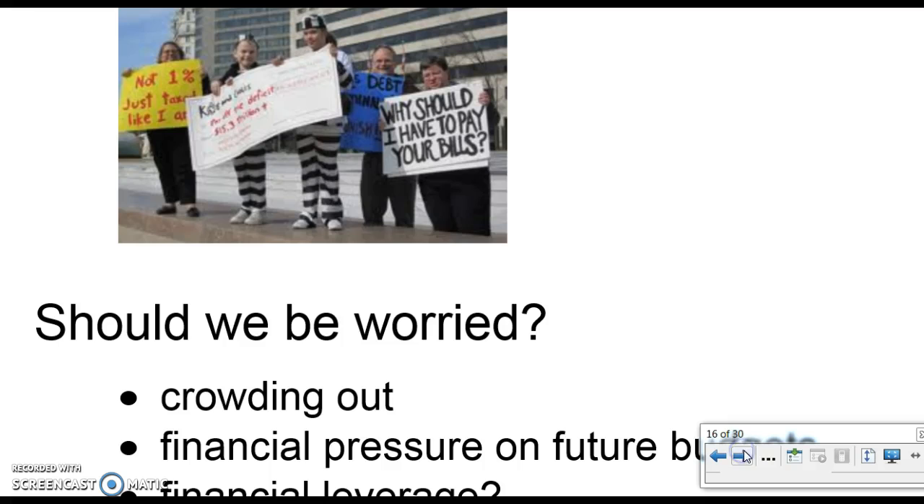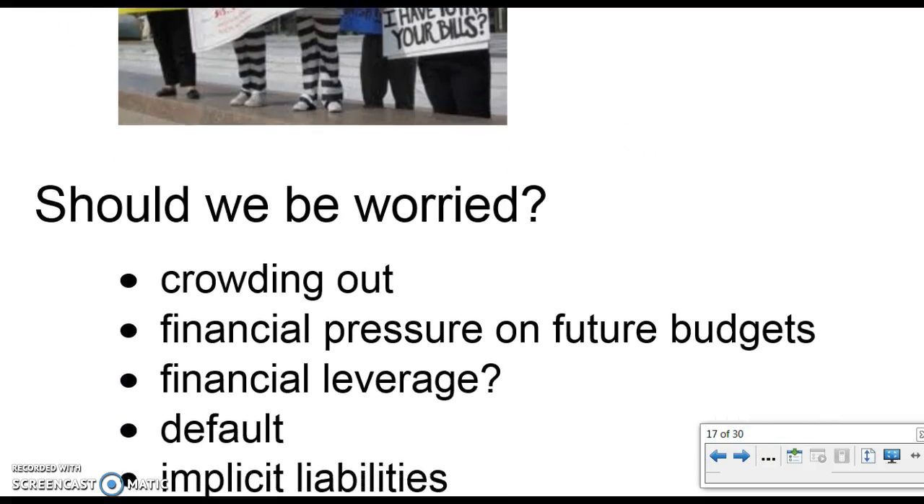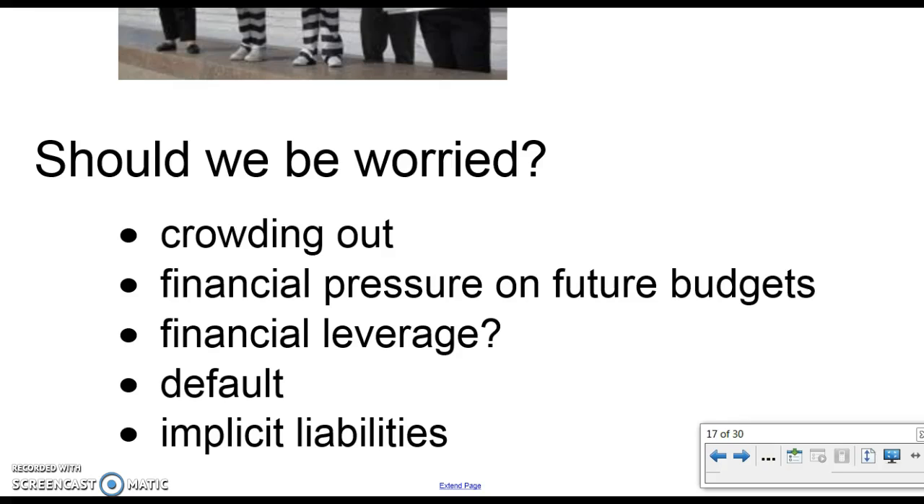Okay. So, should we be worried about all these debts? First of all, there's crowding out, right? So potentially, this debt could actually crowd out private investment spending, and investment spending is important because it builds capital, builds potential GDP, and leads to long-term growth. So yes, there's certainly concern about crowding out. It also puts financial pressure on future budgets because it captures our future spending.